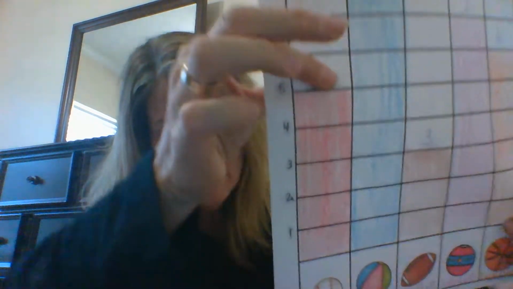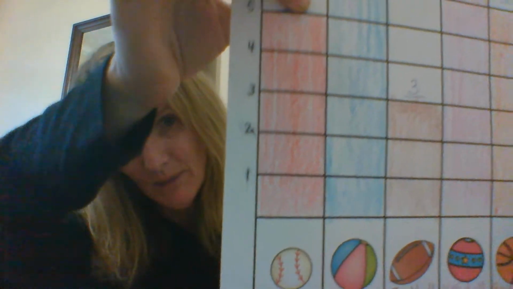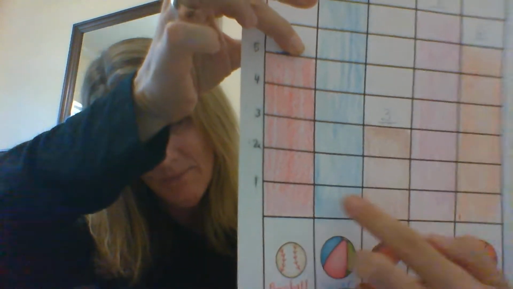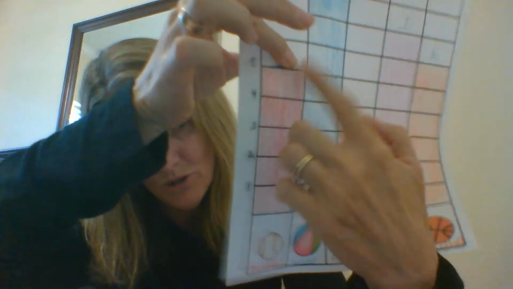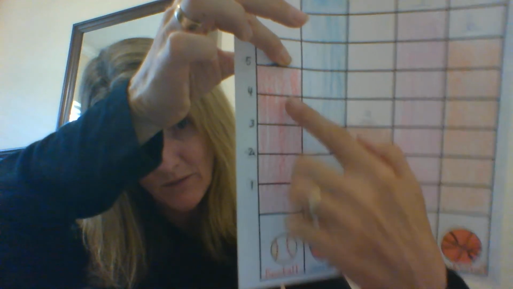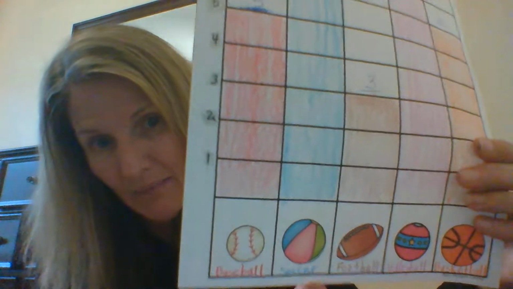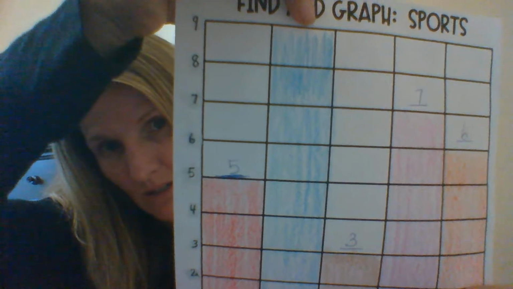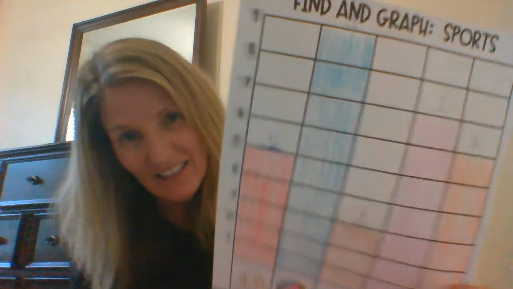How many people chose baseball? So we go to the very top. We go over and we can count 1, 2, 3, 4, 5, or we can just move our finger over and see that that's a 5. It's very helpful to put it on the top. What about soccer? Go to the top. It's all the way at the top. How many people like soccer? Yeah, 9. Good, and that's how you do it.